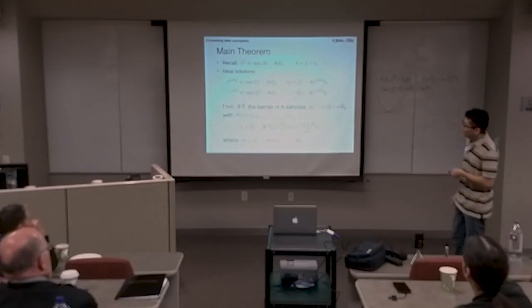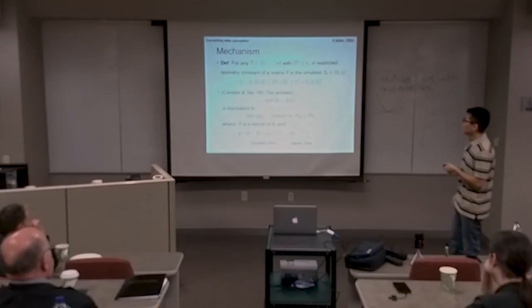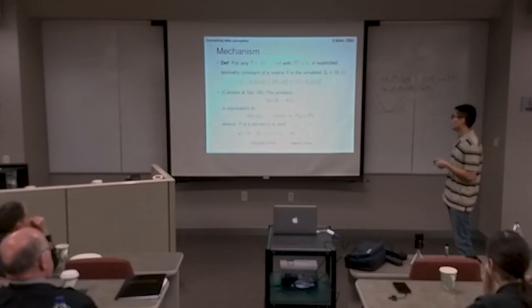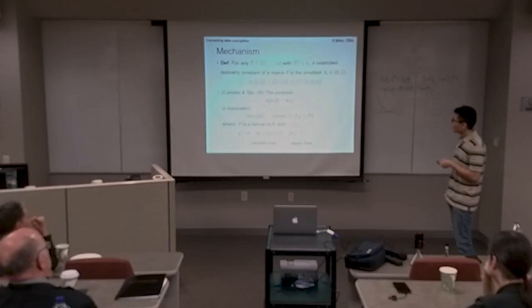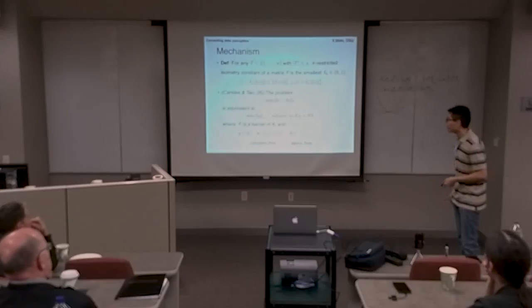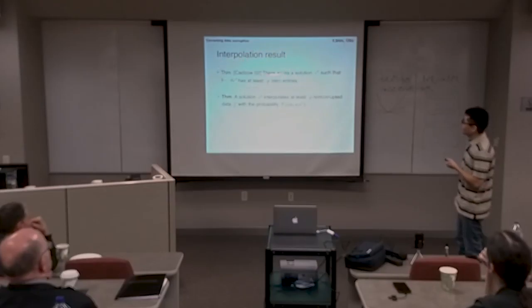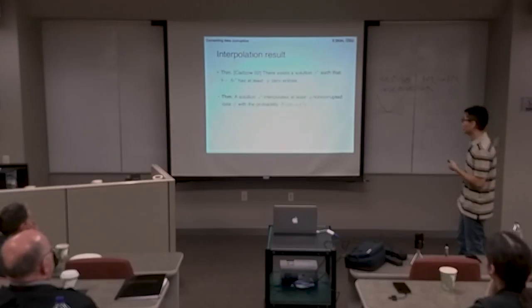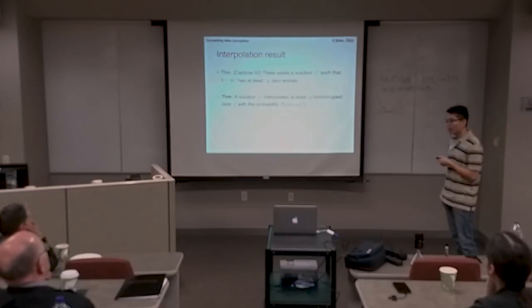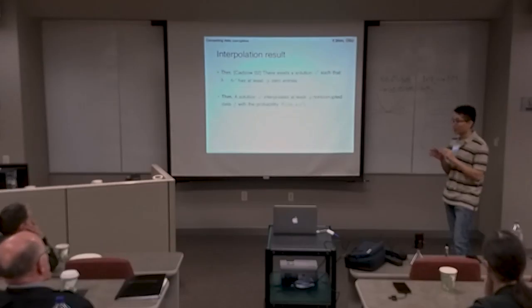The underlying mechanism behind this theorem is the following equivalence. The overdetermined L1 minimization is equivalent to a constrained L1 minimization. And what this is actually minimizing is the corruption error plus approximation error in the sense of the L1 norm. And we do have an interpolation result. This is somehow useful when we interpret the result. So a theorem by Kazuo 2002 says there exists a solution C star such that B minus AC star has at least P zero entries, which means that it's interpolating at least P data.